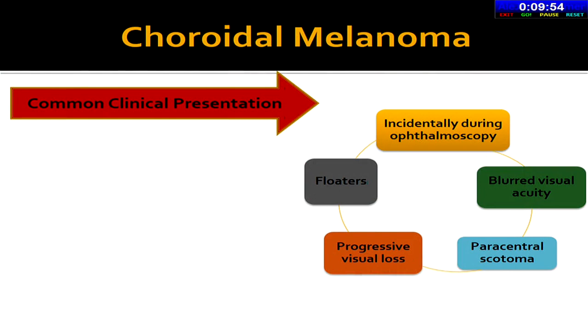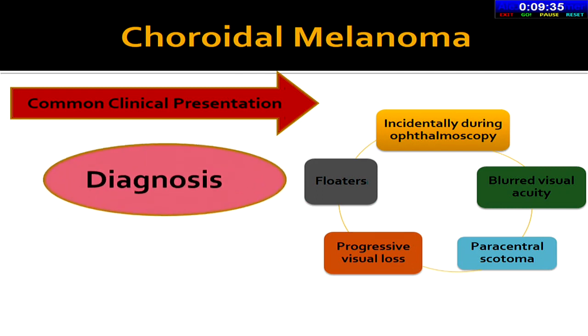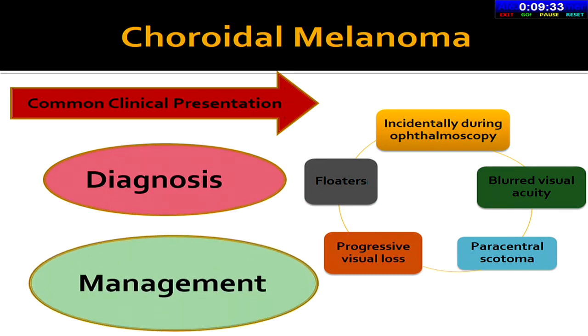Yeah. So choroidal melanoma, how can you diagnose it? Basically, the patient comes in incidentally. You can check during the routine ophthalmoscopy, the fundus examination, and also the patient comes with blurred visual acuity, paracentral scotoma, or progressive loss of vision, and sometimes comes with floaters. So in the next slides we'll go quickly through the diagnosis and the management.